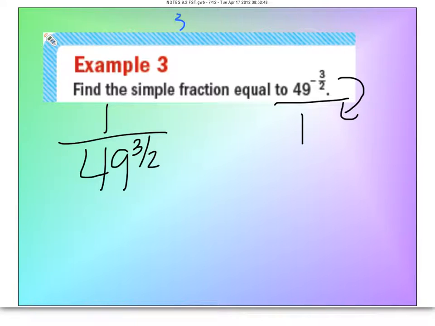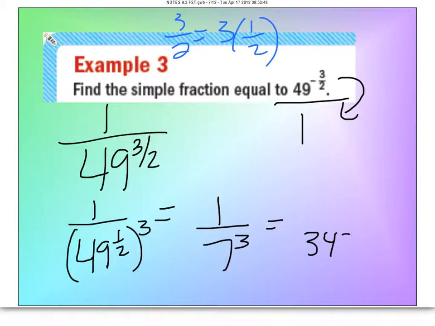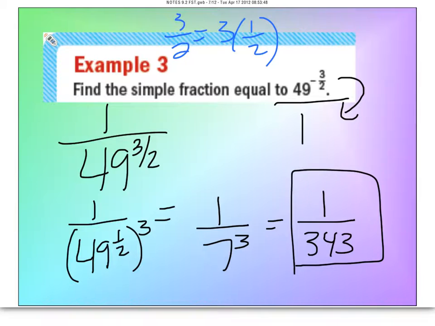I'm going to take that 3/2 and pull it apart into 3 and 1/2. And if I'm doing this without a calculator, I think it's more logical for me to do 49 to the 1/2 power first and then cube that answer. This just says the square root of 49. The square root of 49 is just 7, and then it's cubed. Now 7 cubed I may not know by heart. I probably would get my calculator out for that, but 7 cubed is going to be 343, and this is going to be 1 over that number, and that's our final answer.